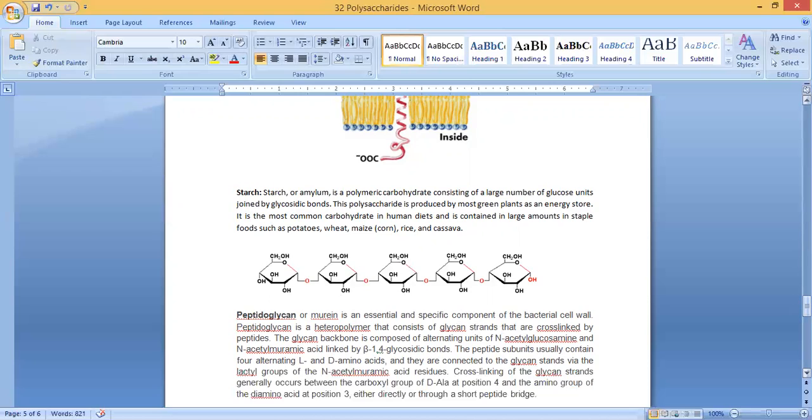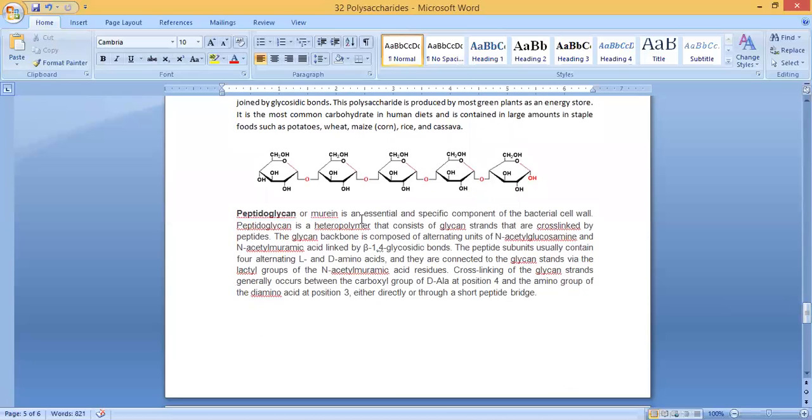Next, the peptidoglycan. Peptidoglycan, or murein, is an essential component of the bacterial cell wall. It is present in the bacterial cell wall, or you can say that it makes the bacterial cell wall. It is a heteropolymer that consists of glycan strands cross-linked by peptides. The glycan backbone is composed of alternating units of N-acetylglucosamine and N-acetylmuramic acid, NAG and NAM, linked by beta 1,4 glycosidic bonds.